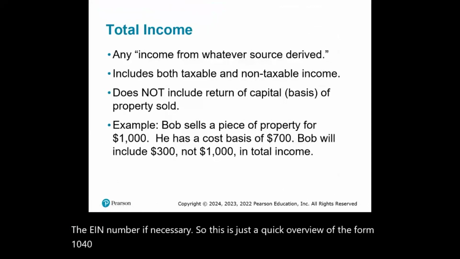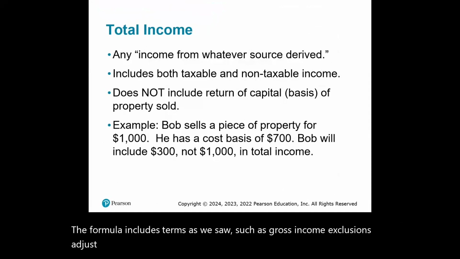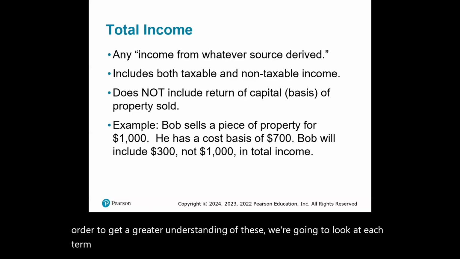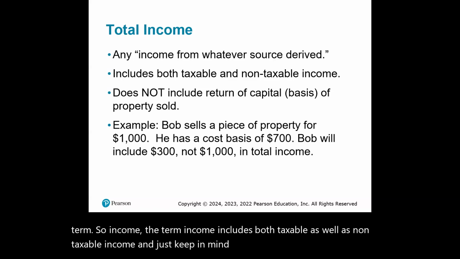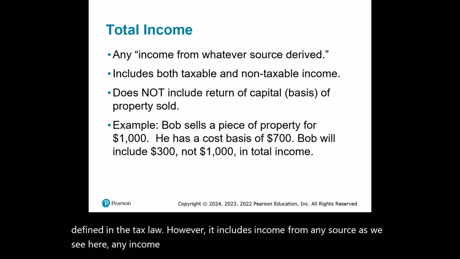So as it relates to income, the formula includes terms, as we saw, such as gross income, exclusions, adjusted gross income, taxable income, gross tax, and tax credits. So in order to get a greater understanding of these, we're going to look at each term. So income, the term income includes both taxable as well as non-taxable income. And just keep in mind, the term income is not specifically defined in the tax law. However, it includes income from any source. As we see here, any income from whatever source derived.